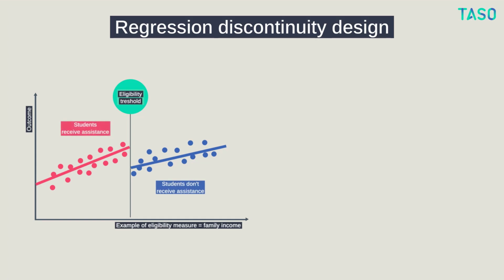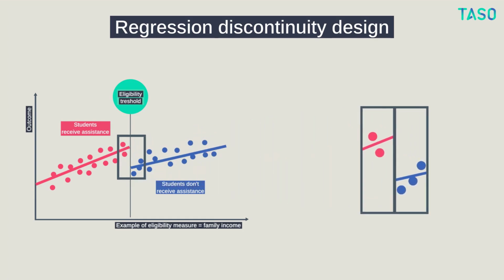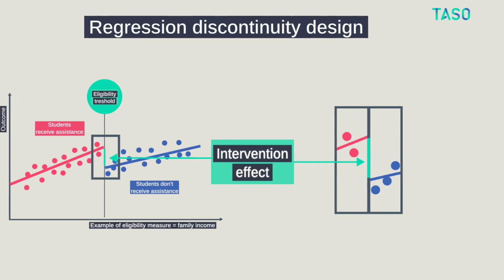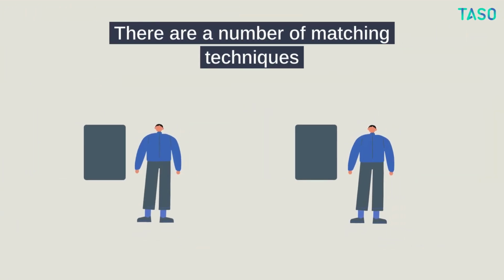We assume that such students are otherwise very similar to each other, so those above the threshold of eligibility become the comparison group. If the financial assistance is having an impact on academic performance, we would expect a jump or discontinuity in the academic performance of students who received the financial assistance compared to those just on the other side of the eligibility threshold.